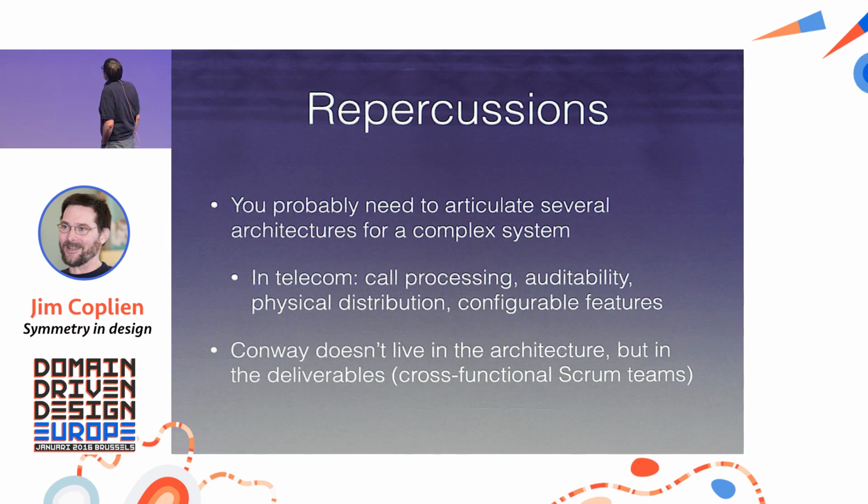So the repercussions here is you probably need to express several architectures for a complex system. And Conway doesn't live in the architecture, but in the deliverables, because it's the deliverables that are driving the business. And these are different every sprint. A new set of PBIs that you can't foresee. If you can foresee them, it's a fixed cost, fixed scope project, right? And the reason we're agile is because we can't foresee these and we give ourselves permission to change them. This is how we make money.